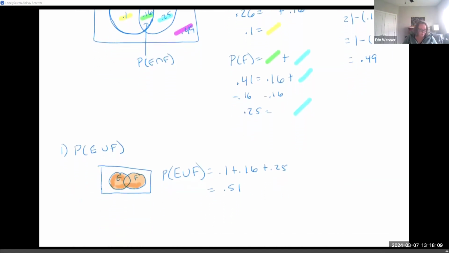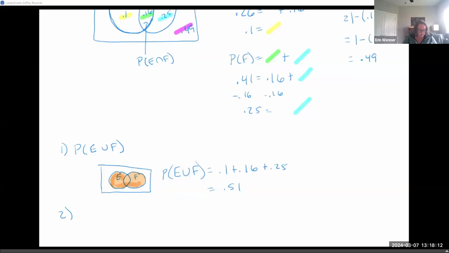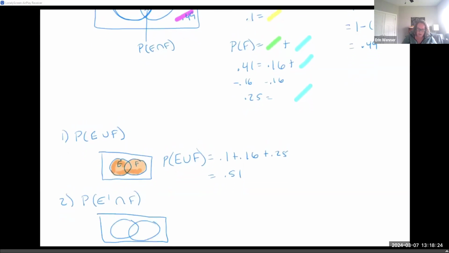So the second one they're asking for is the probability that E complement intersects F. Well, if we again draw a mini Venn diagram, E complement is going to be everything that is not E, okay? So if it's not E, we're looking at outside of E. Well, this is all the stuff that is outside of E, okay?